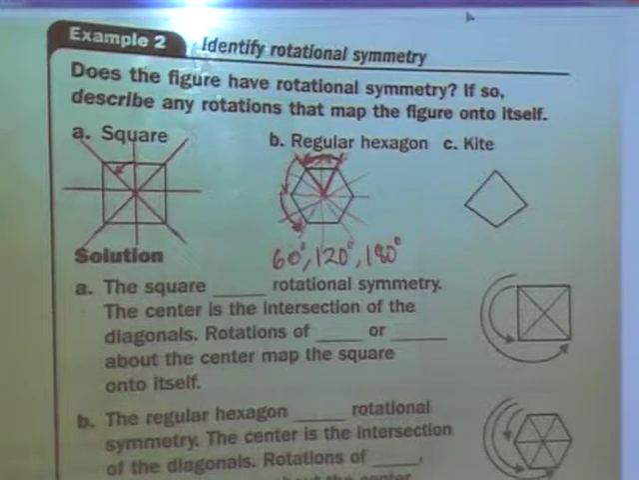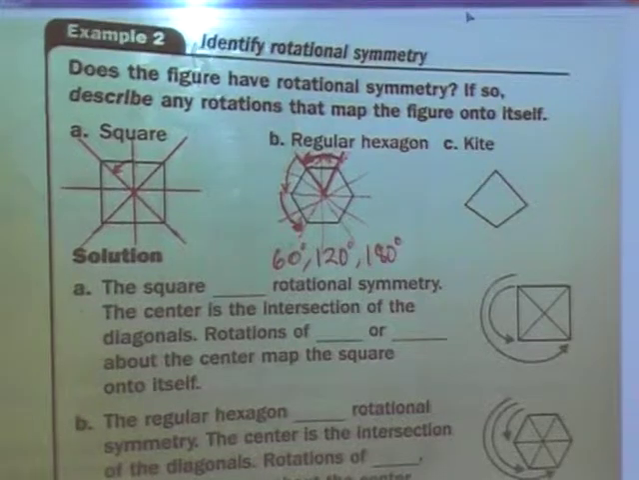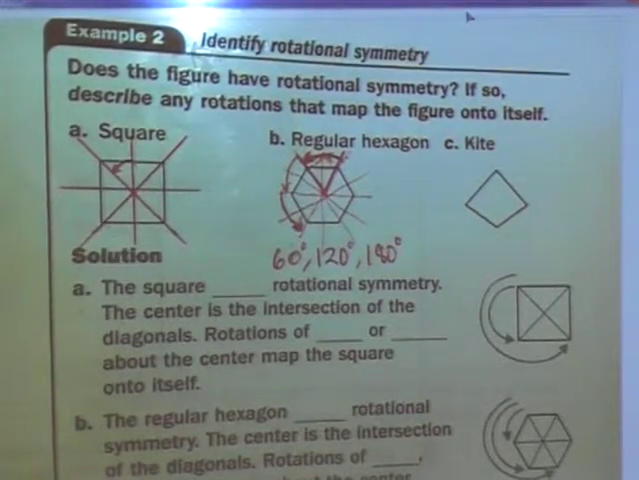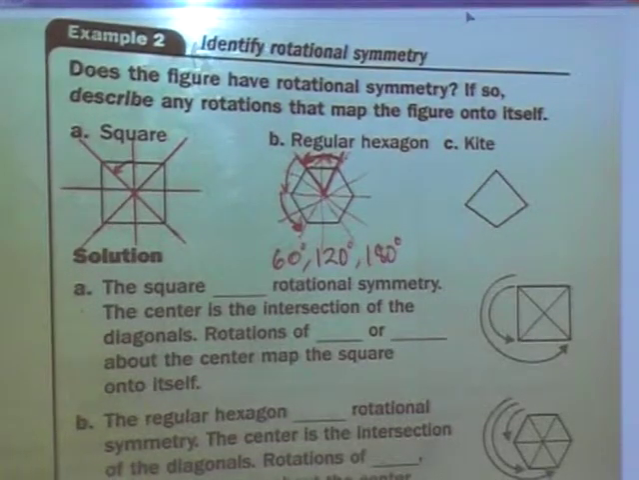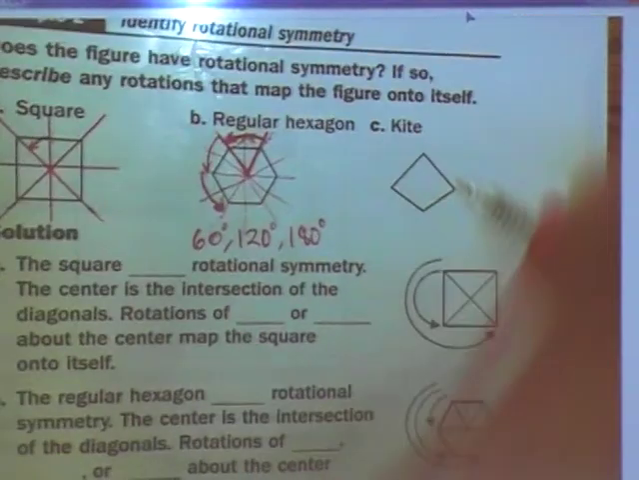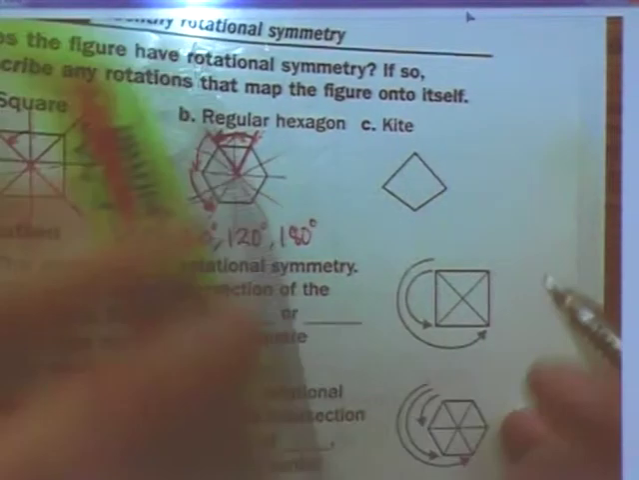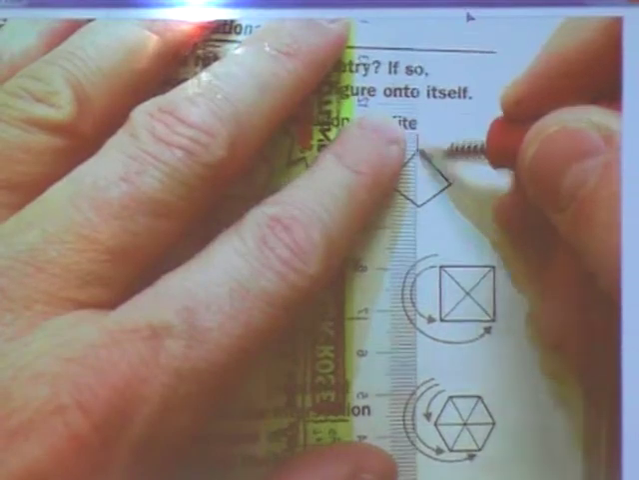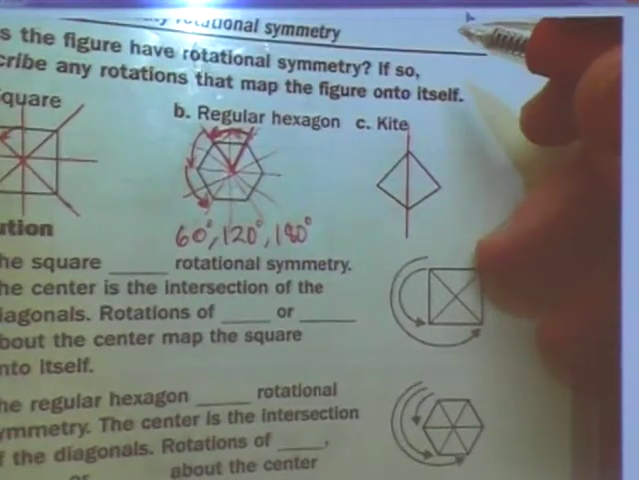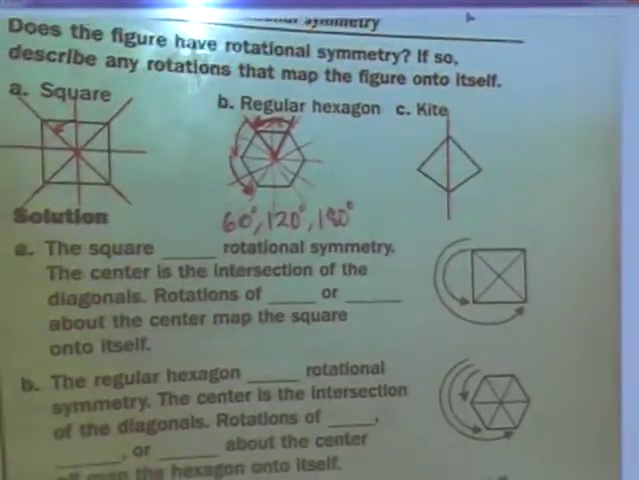Got it? Wait, what about...? Oh. So even though 60 goes into 120 and 180, you still have to tell me all of those. All right, and then the kite: line of symmetry. Kite has a line of symmetry. Yep. But does it have rotational symmetry?